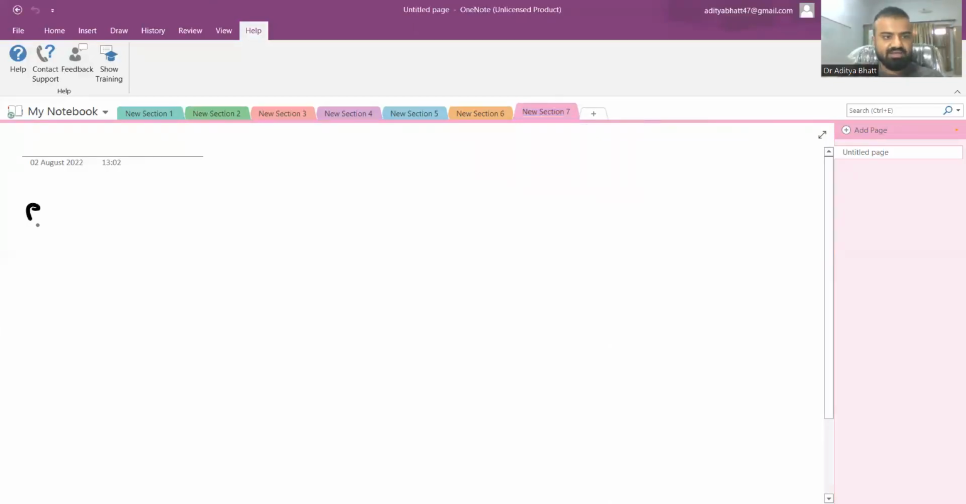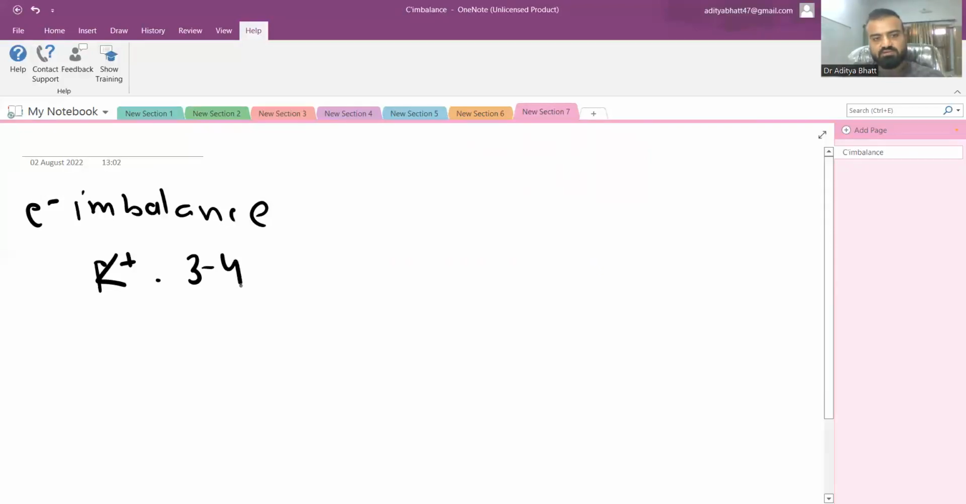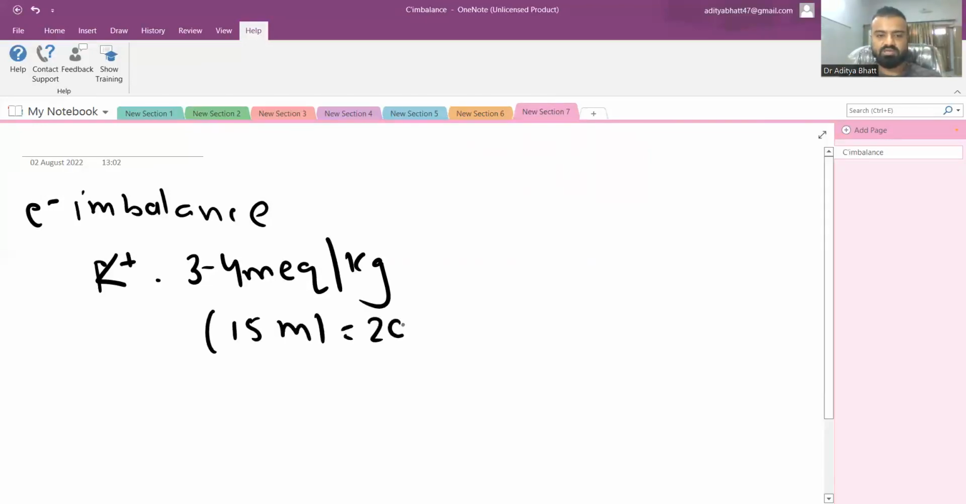Next is electrolyte imbalance. You have to correct the imbalance. So you have to give potassium chloride, 3 to 4 milli equivalent per kg, and in potassium chloride syrup, 15 ml is 20 MEQ. So there are readily available charts on how much potassium chloride you have to give according to the weight of the child. And magnesium sulfate for the first day is given as IM, and for the rest of the 13 days you have to give orally. The same injection can be given orally, and it is 50%.